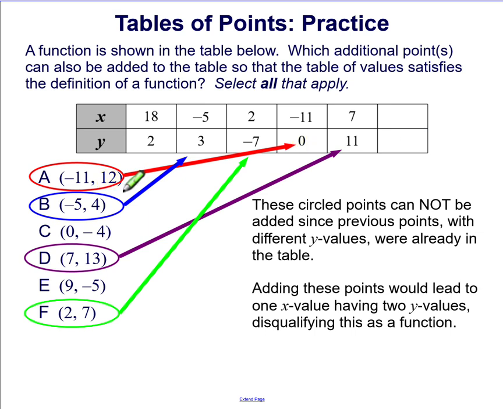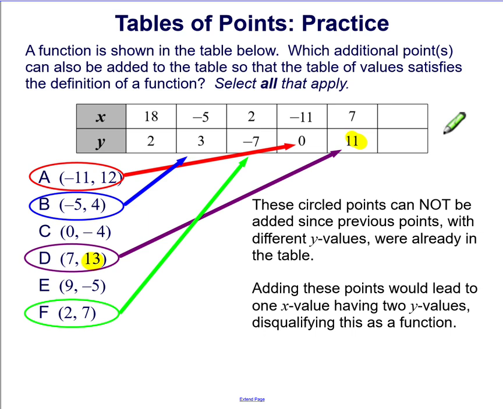The same can be said for option B. If I add -5, 4 here, I notice that this -5 already exists and it has an output of 3. Adding -5, 4 would give me a different y value, and that would also disqualify this table from being a function. If we look at option D, here we have an x value of 7, just like this. This x value 7 has an output of 11. Adding this one would give me a different output of 13. So adding 7, 13 here would give me two different y values for 7, and the table would be disqualified as being a function.